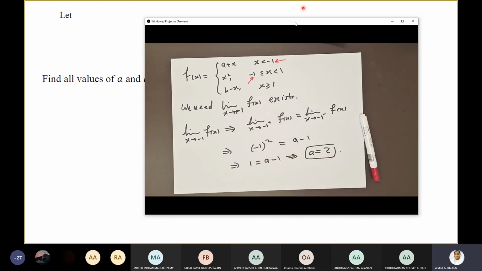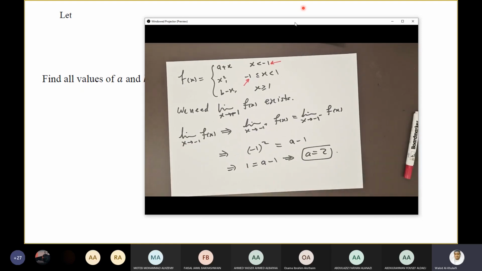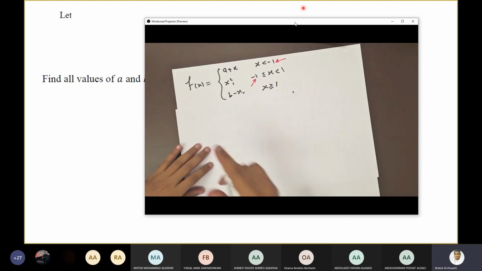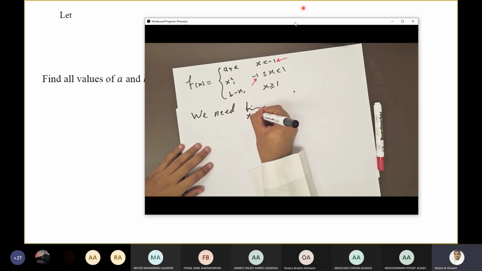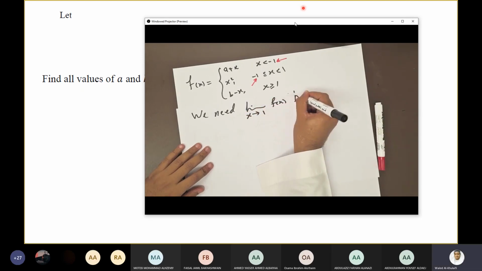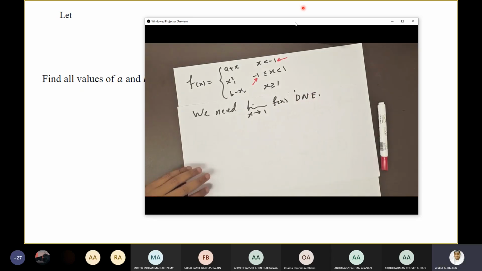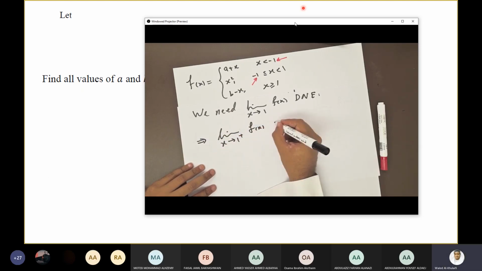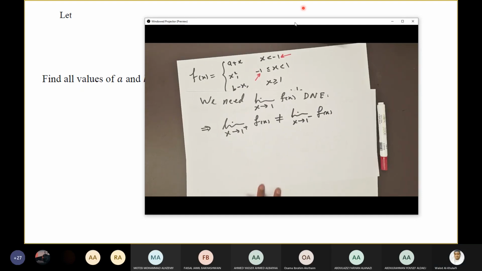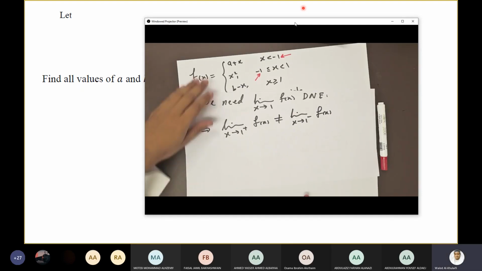But this is the first one. Now the next one, he said I need the value where the limit as x approaches 1 of f of x does not exist. What does it mean? It means that I need the limit as x approaches 1 from the right to be not equal to the limit from the left.